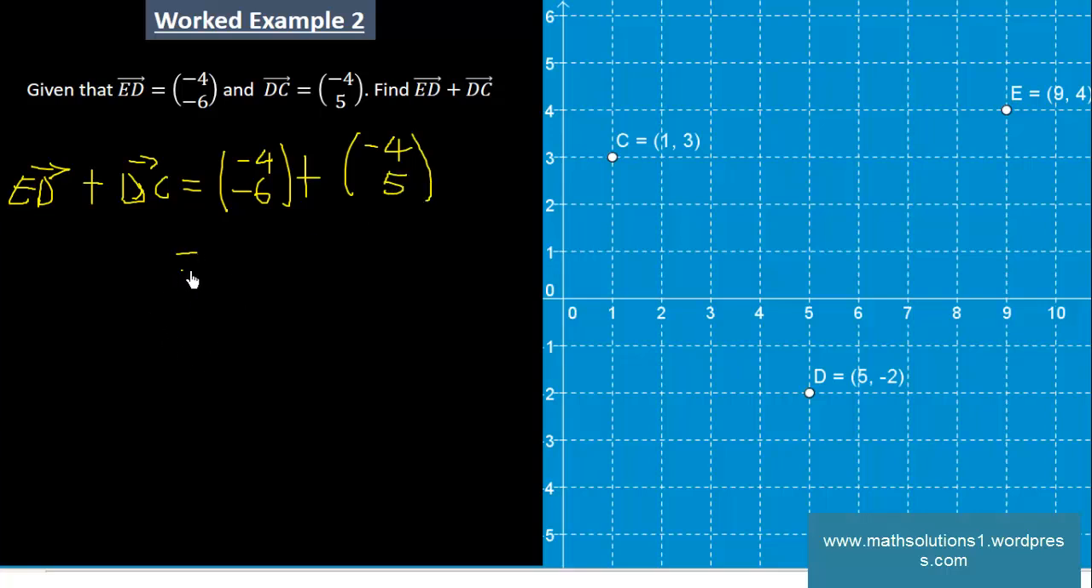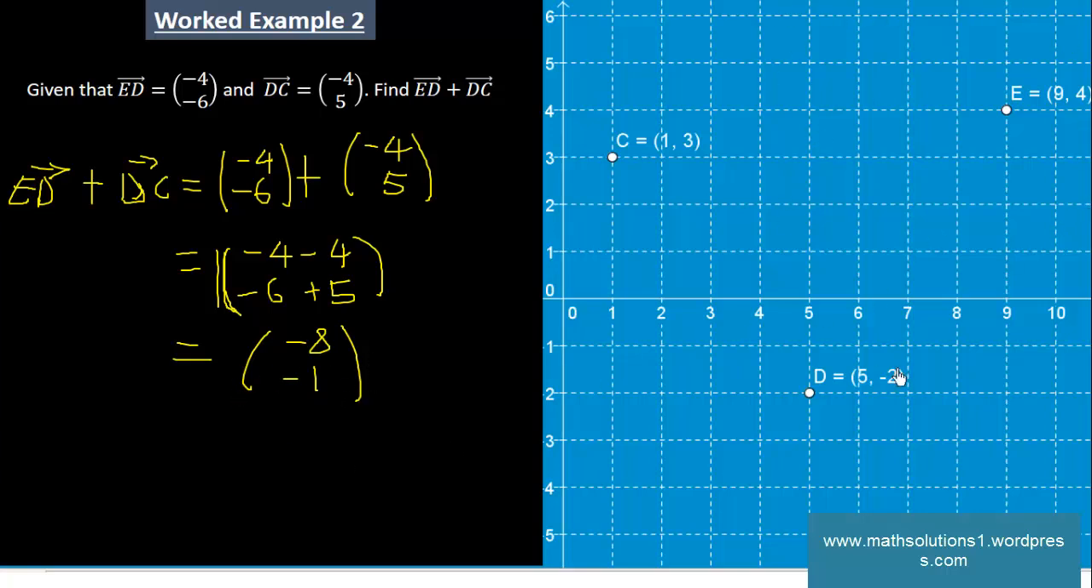So this will give us -4 minus 4, then we have -6 plus 5. Negative 4 minus 4 will give us -8, and -1 as a result.